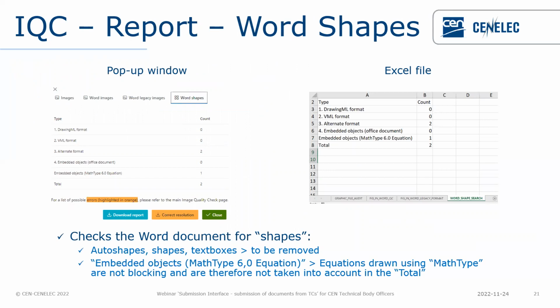And the last step of this report will be the word shapes. So that can be text boxes, shapes, auto shapes that are inserted often by mistake within the document, and usually they are hidden. We will see in the next slide, I believe, how we can look for those.